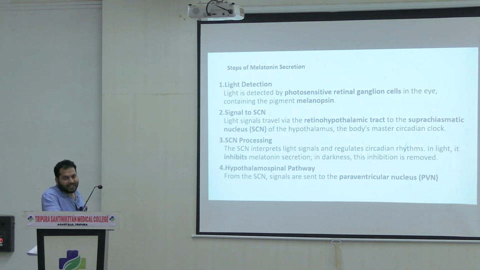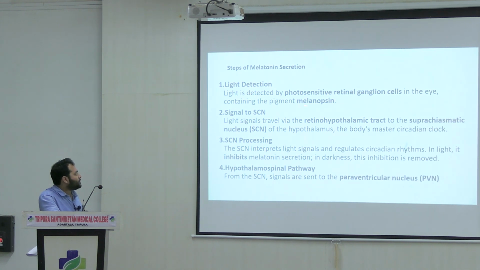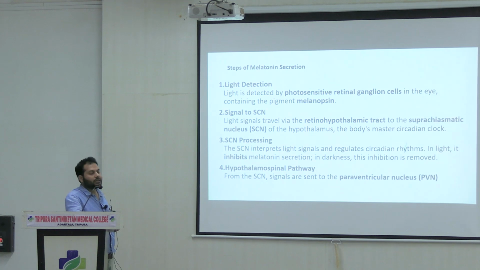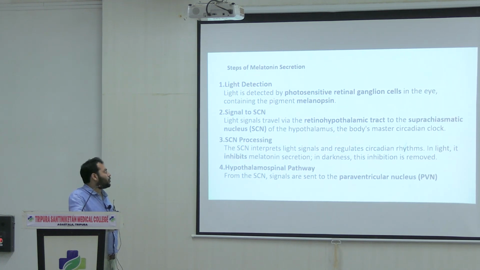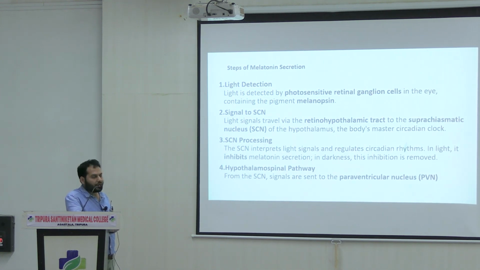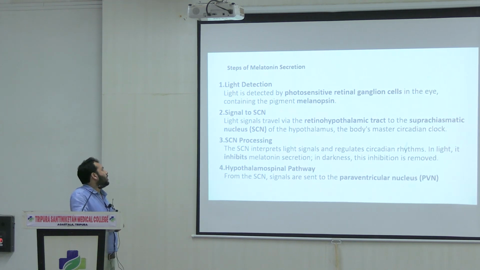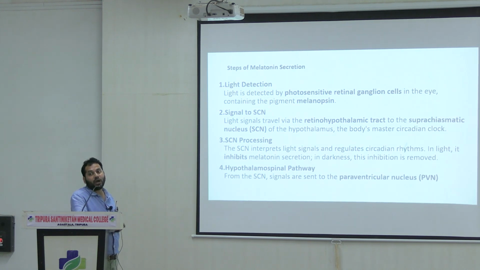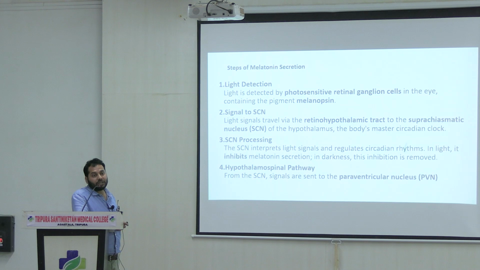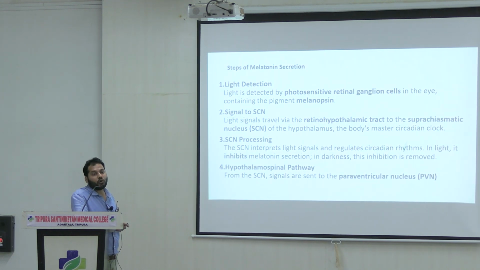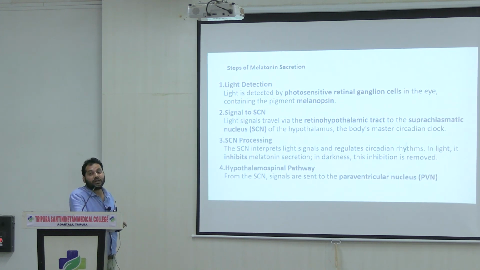The first event is the detection of the light, right? And this light is detected by a specific type of neuronal cell, right? The name of that neuronal cell is photosensitive retinal ganglion cell, and that is present in the eye, right? And these ganglion cells contain certain types of pigments that are very sensitive to light. So during the secretion of melatonin hormone, the most important thing is the detection of that light. Based on the nature of the light, the secretion may be altered.